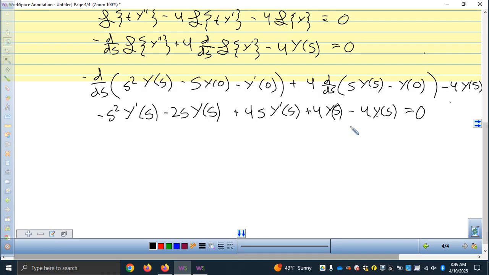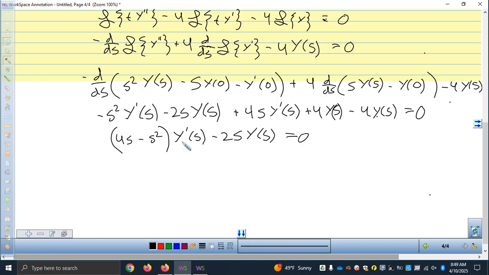Those cancel, yes. I'm going to gather the terms that involve a y prime, and the terms that involve a y of s, which is just this one now, because these cancel. So we get 4s minus s squared times y prime of s minus 2s y of s equals 0. So now we have a first order differential equation in s. We transformed a second order differential equation in t to a first order differential equation in s.